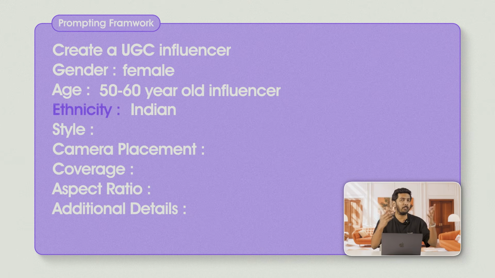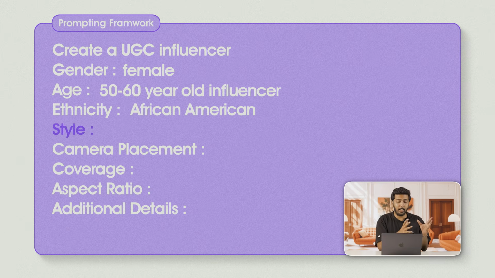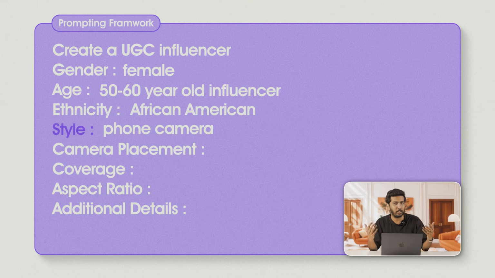Then we have ethnicity, which is what they look like and where they're from. You can type Indian, Asian, American, African American, whatever it is. Next up, we have style. Style is, by the way, consistent for all UGC prompts. So the style over here is natural, realistic, phone camera, whatever it is. We are tending more towards the natural side rather than something more stylistic.